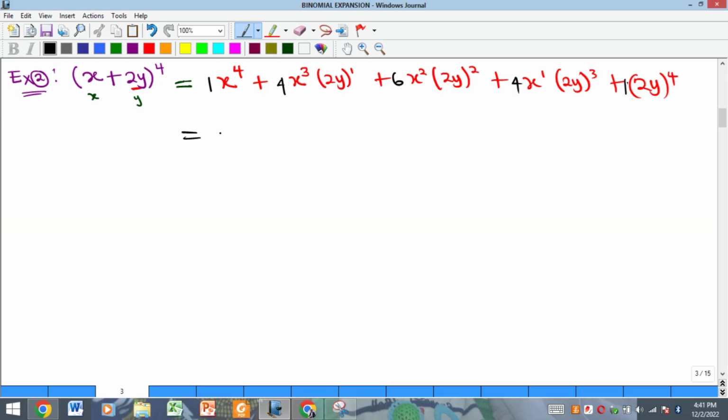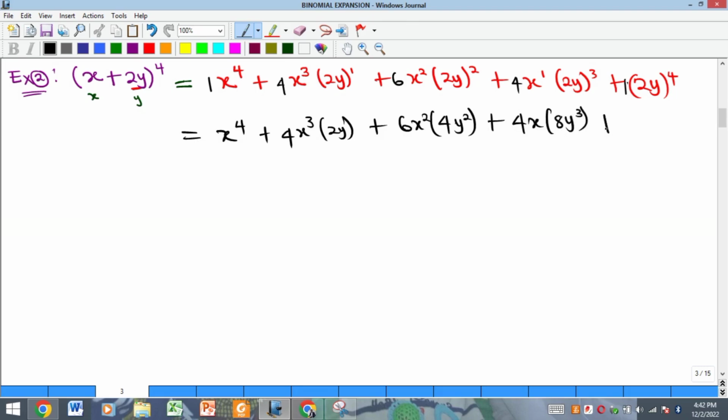And then finally, I'm going to have x to the power of 4 plus, of course, 2. Okay, let's just do that. This is going to give us 4x, so multiply by 2y. Then this is going to give us 6x squared multiplied by, of course, once you open this, you're going to have 4y squared, because the square will come on these 2. And then here we have 4x into, this is going to become 2 raised to the power 3 is 8, and then times y raised to the power of 3. And finally here you have 2 raised to the power of 4 is 16 multiplied by y raised to the power of 4.